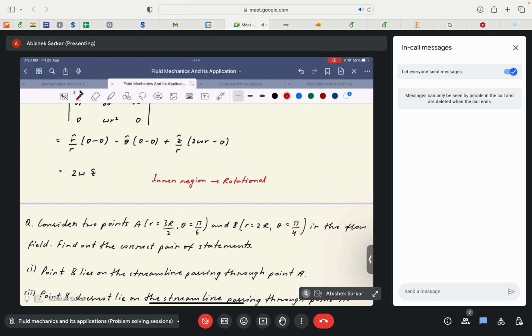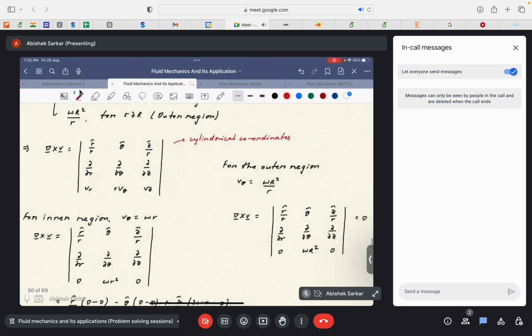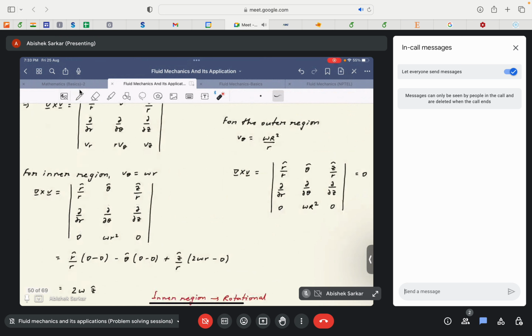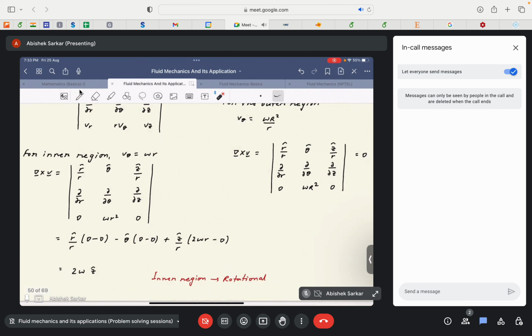Following similar steps, we check for the outer region where v theta is equal to omega r square by r. We substitute the value of v theta here, so we finally get that the curl of the velocity field in this case is equal to 0. I have not done the complete calculation here again, so you can just do that. You find that for the outer region, it is irrotational.